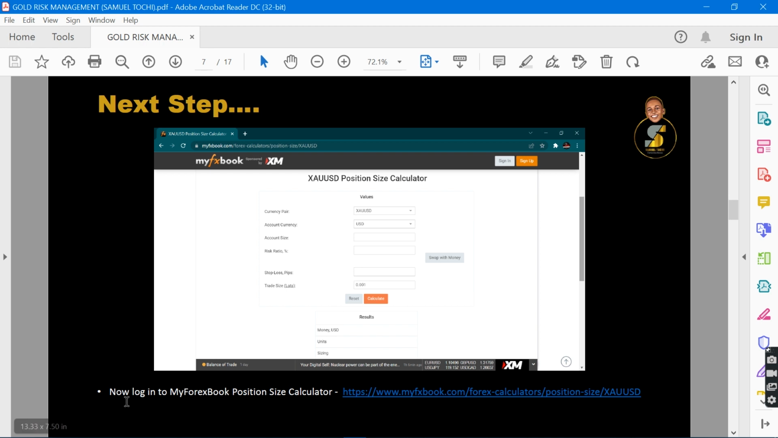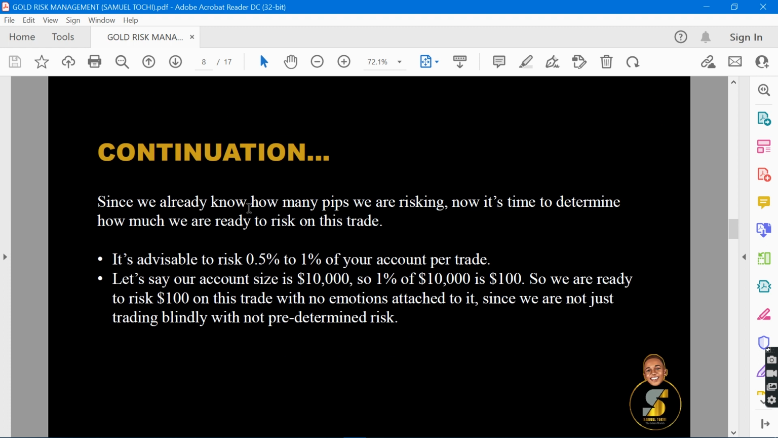Here is the link again to this particular page. Since we already know how to calculate how many pips we are risking, it's now time to determine how much we are ready to risk on this trade. It's advisable to risk 0.5% to 1% of your account per trade. Let's say our account size is $10,000. 1% of $10,000 is $100. So we are ready to risk $100 on this trade with no emotion attached to it, since we are not trading blindly with no predetermined risk.